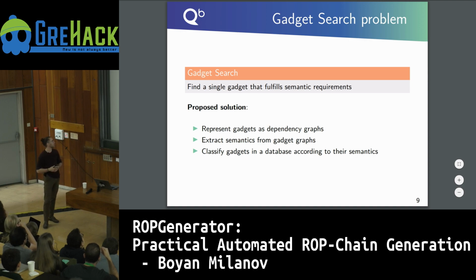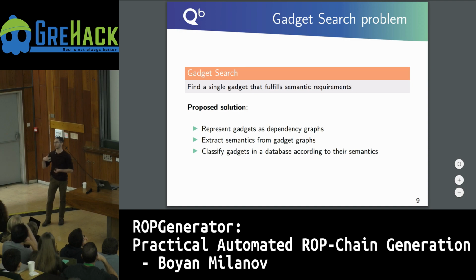To be able to do gadget search, we decided to represent gadgets as dependency graphs, and then from those graphs, extract the gadget semantics. And then, according to its semantics, we would add entries for this gadget in a semantic database, so that you can just query the database with a semantic query and get the gadget that matches this query.